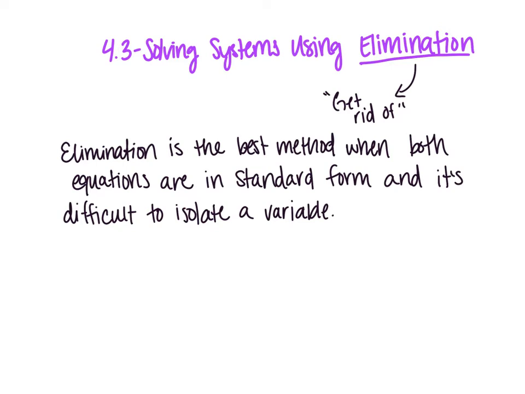So elimination is the best method when both equations are in standard form and it's difficult to isolate a variable. So that standard form piece, we just need to remember what that is. We know that standard form is in ax plus by equals c form. So I want both equations to look like this when I go to do elimination. So let's look at some examples and then we'll come up with some steps.